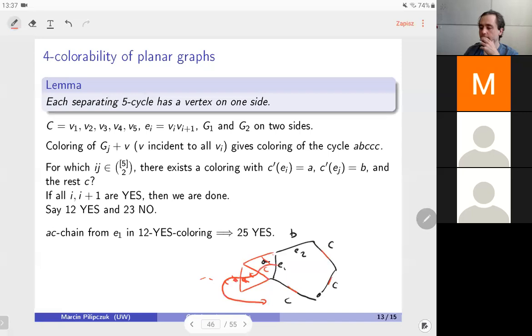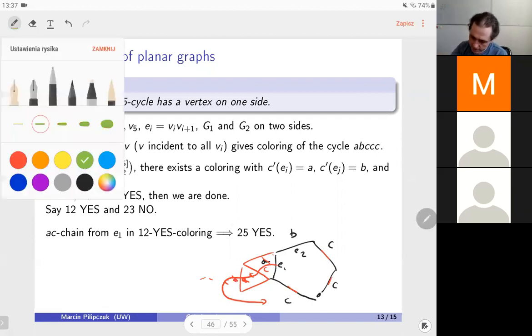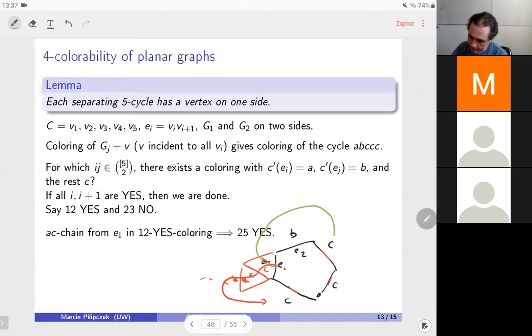Which one? And the observation is that it cannot end, say, starting from here and ending in here. Because if we flip the A and C on this chain, then this will get A, this will get C, and we'll have a 2, 3 coloring. A coloring that gives 2 distinct colors here and equal colors here.